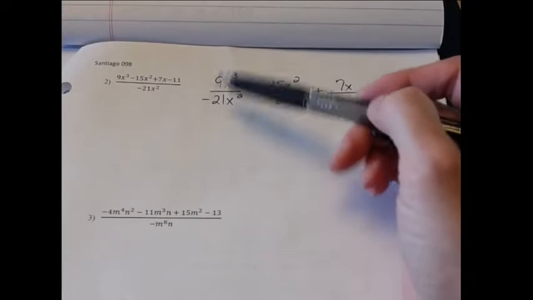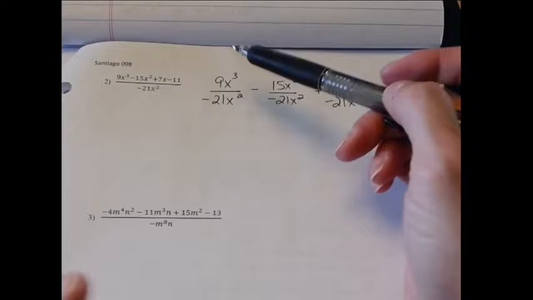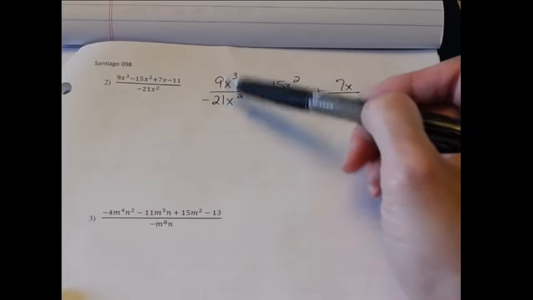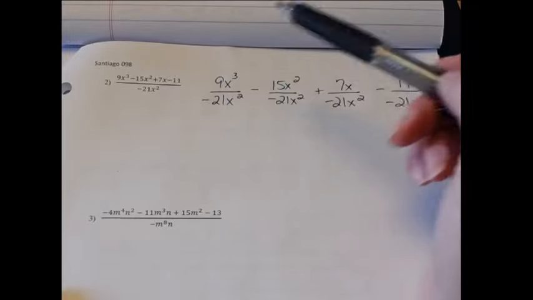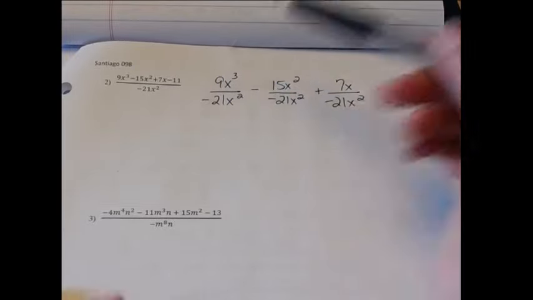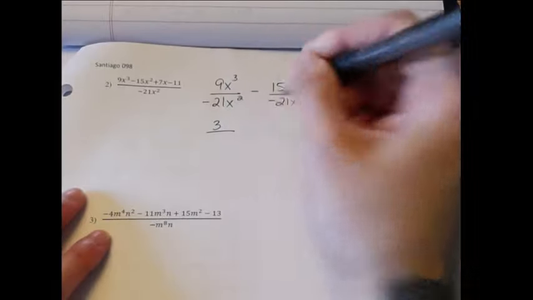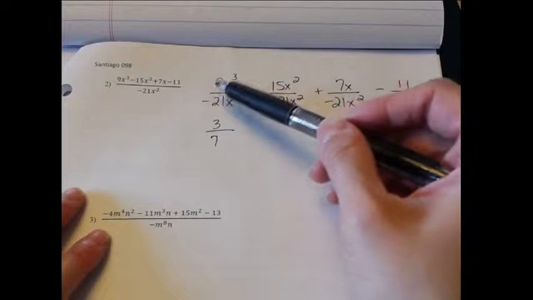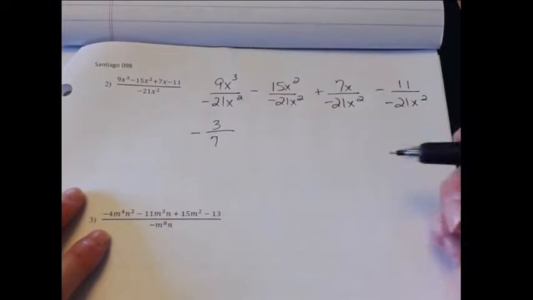We definitely know that we can't divide these as is, but we can simplify, meaning 9 and 21 both have a common factor of 3. So 9 divided by 3 is 3. 21 divided by 3 is 7. Also notice a positive divided by a negative is a negative.